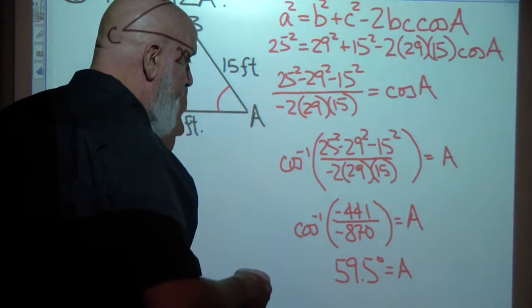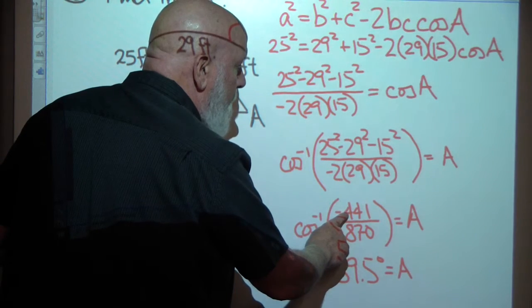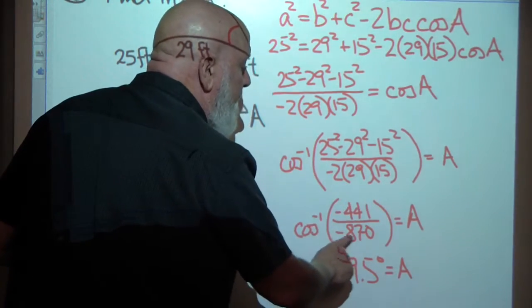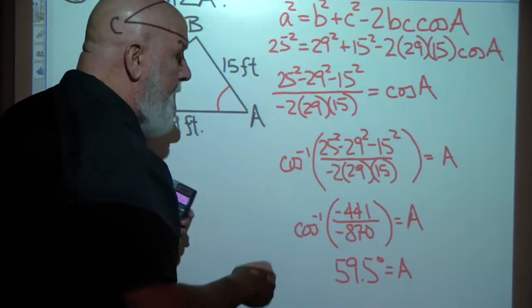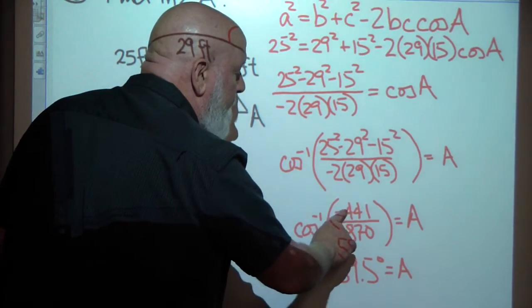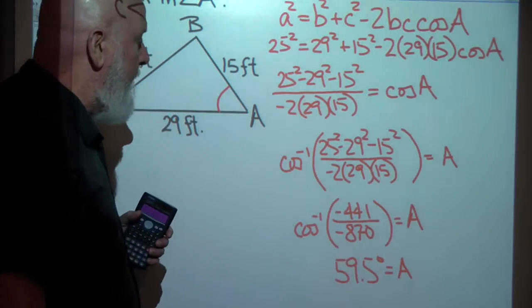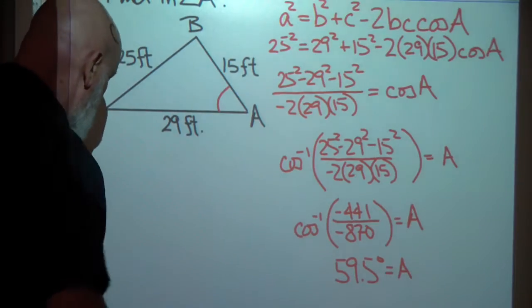And it looks like I didn't, so yay. I simplified this, called it negative 441. I simplified this, called it negative 870, just to make it a little easier to put in the calculator. And then I ignored my negatives, said 441 divided by 870, took the inverse cosine of that, got 59.5. So there we go.